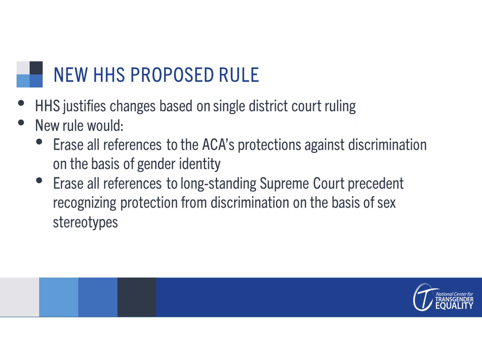And HHS uses this ruling, which really goes against the overwhelming majority of other precedent that we have at the federal level, to justify changing everything that existed in the 2016 rule, its protections for LGBT people. So in practice, the way that they did this is they erased all references to the Affordable Care Act's protections against discrimination on the basis of gender identity. They also erased all references in the 2016 rule to the Supreme Court precedent on sex stereotyping and what it means to be discriminated against because you don't conform to what someone believes a man or a woman is, and that includes discrimination based on sexual orientation. So all of that language is gone.